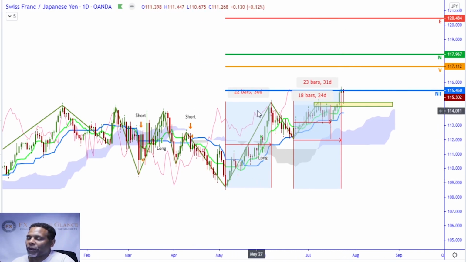So you've got this move here. The market is moving to the upside, and you can see we continue to move to the upside. All right. And this zigzag is showing the waves. All right, so that's what I'm looking at again for the Swiss franc yen.